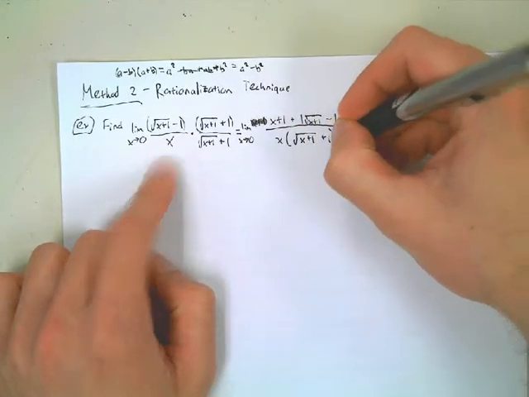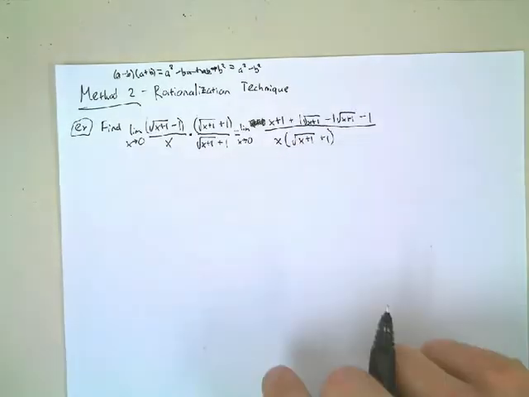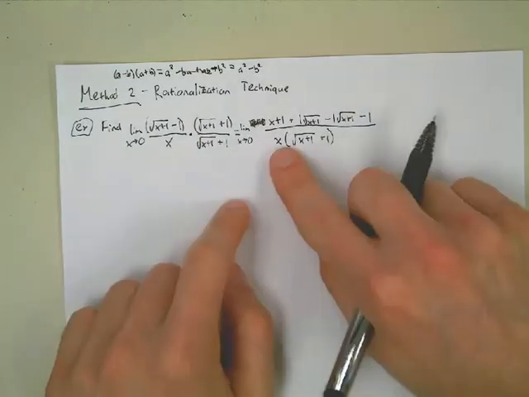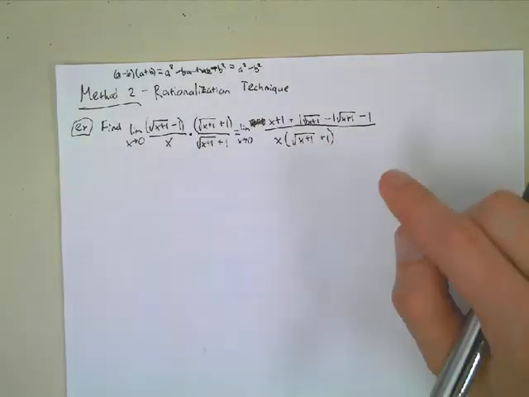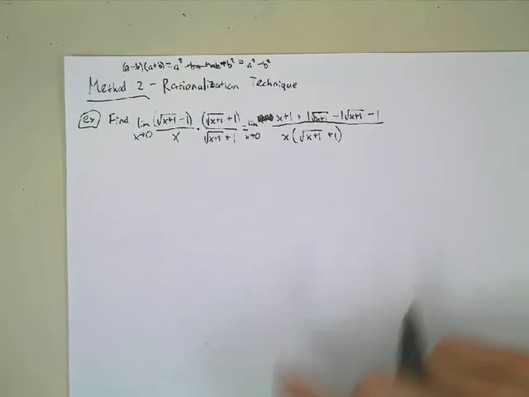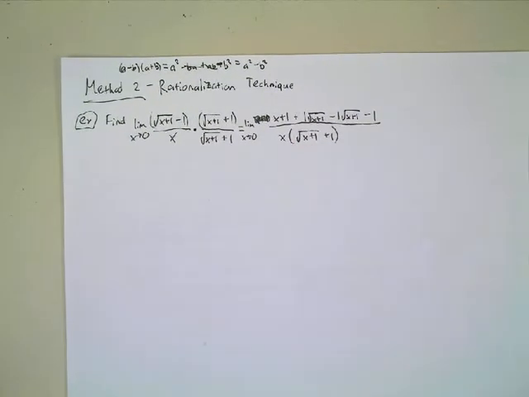Why, Mr. Whitmire? Well, because things might simplify, and if you have it distributed out, you're going to have to refactor it again to cancel things out. So leave it unfactored, leave it unmultiplied. Okay? Let it go.